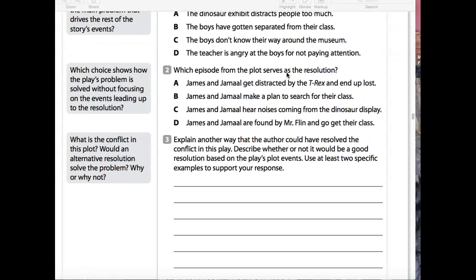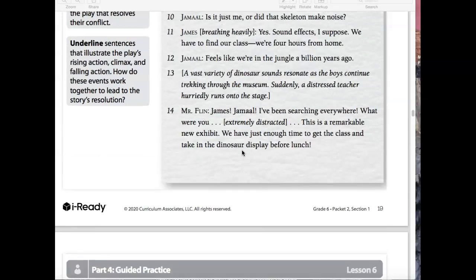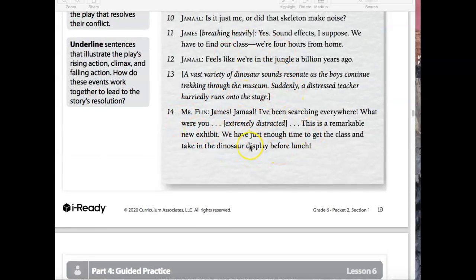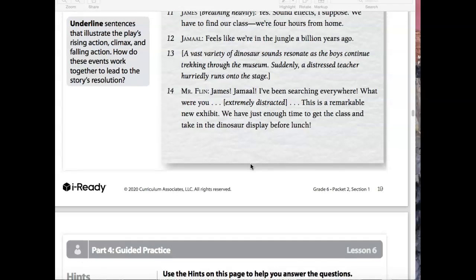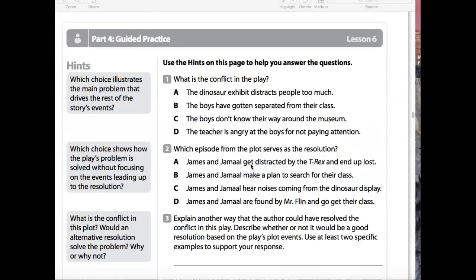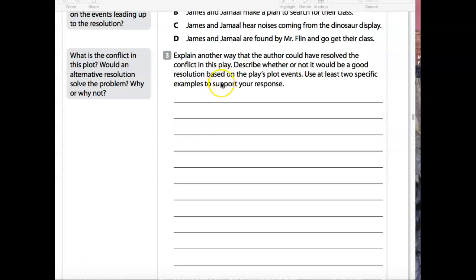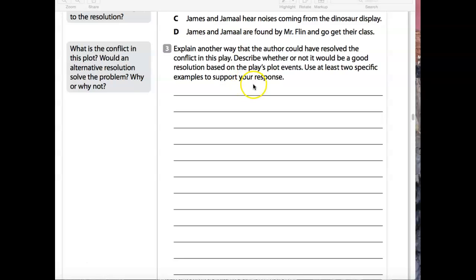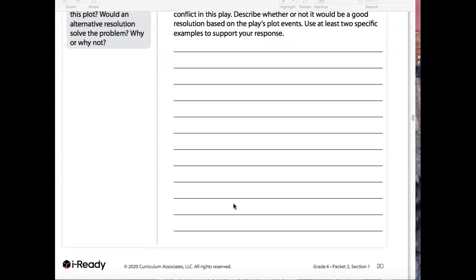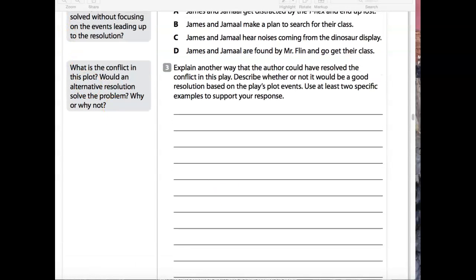All right, so we know that it was resolved during the story with Mr. Flynn finding the boys who had gotten separated from their class. So that's how that was resolved. And they wanted you to come up with a different ending and use examples from the story to support why your ending would be good. That is today's lesson. You may have already done it yesterday, then you're ahead of the ball game. If not, go ahead and just do number 3. If you need to re-listen to it, it's on yesterday's video.